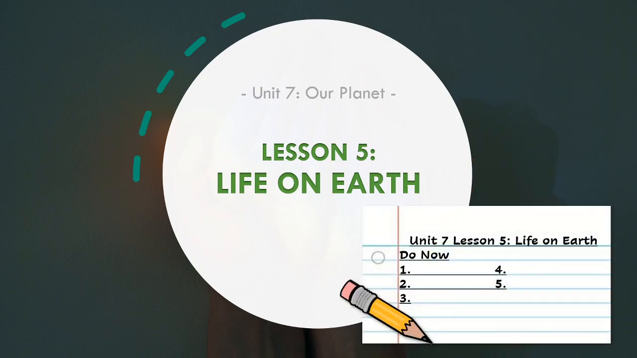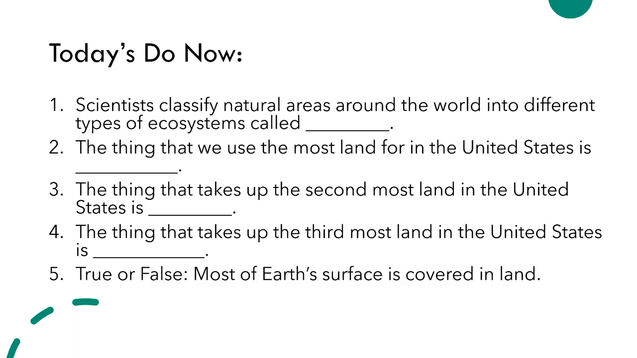We're going to start off, as we always do, make sure you have your notebooks out. And yes, please label today's lesson, Unit 7, Lesson 5, Life on Earth. And number out numbers 1 through 5 for today's do now. Here's that do now. We're going to be reviewing the material we talked about yesterday. You got 5 questions. Pause the video. Answer these questions from your do now, now.